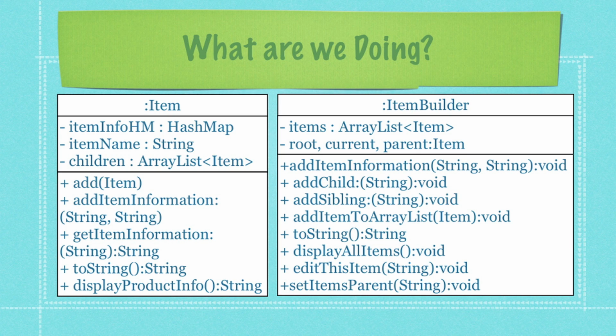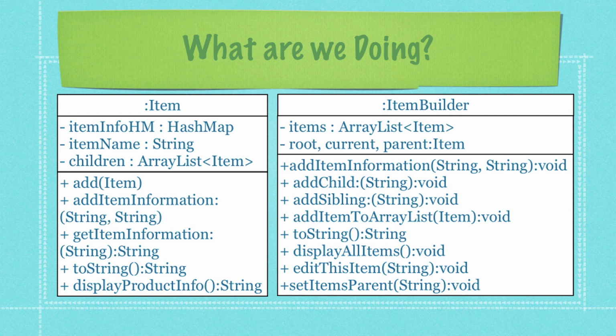Now, to really help explain everything here, I'm going to be going over things a couple different times. But basically, I'm going to be working with two different classes: class Item, which is going to represent all the nodes on our tree, and ItemBuilder, which is going to be the builder pattern that's going to structure all of our items in a tree fashion.